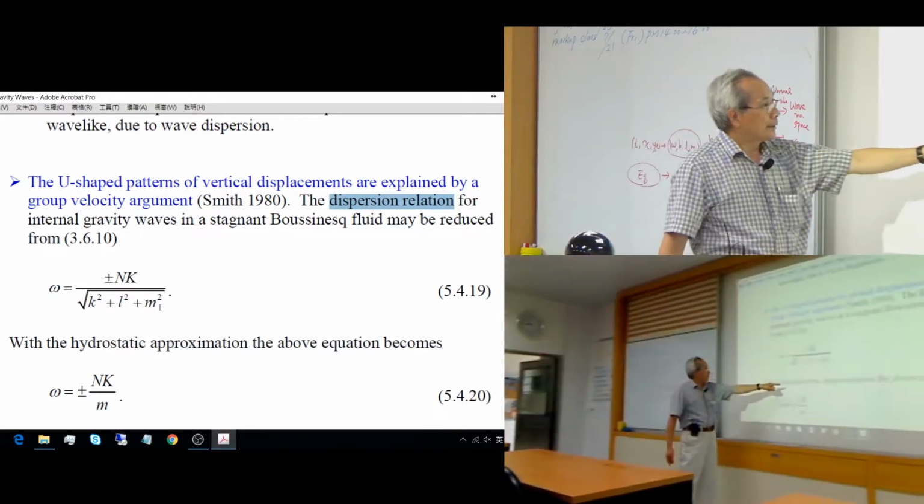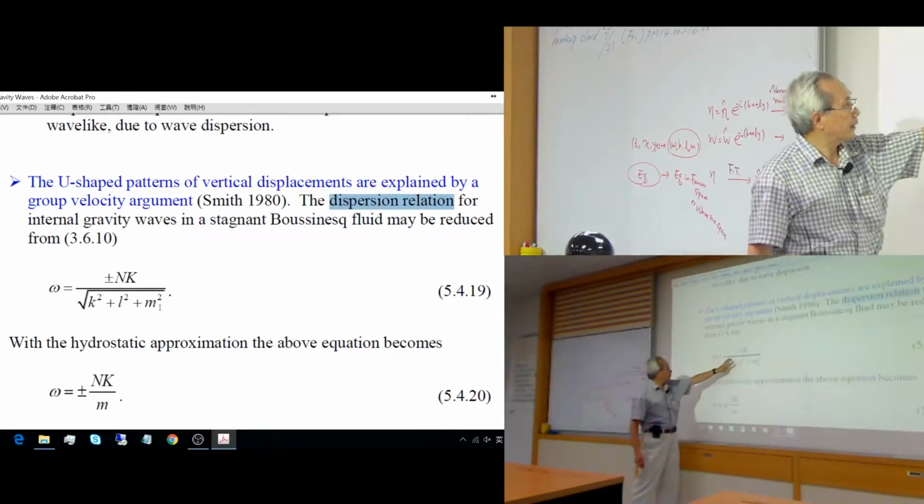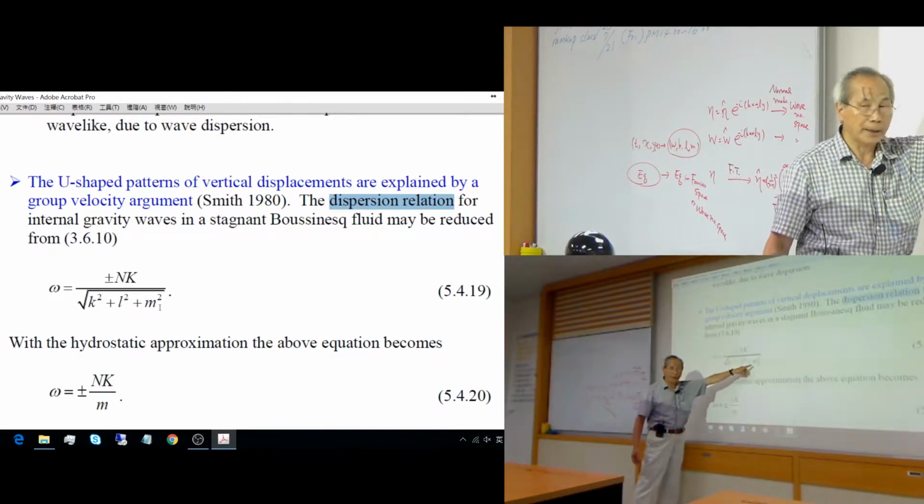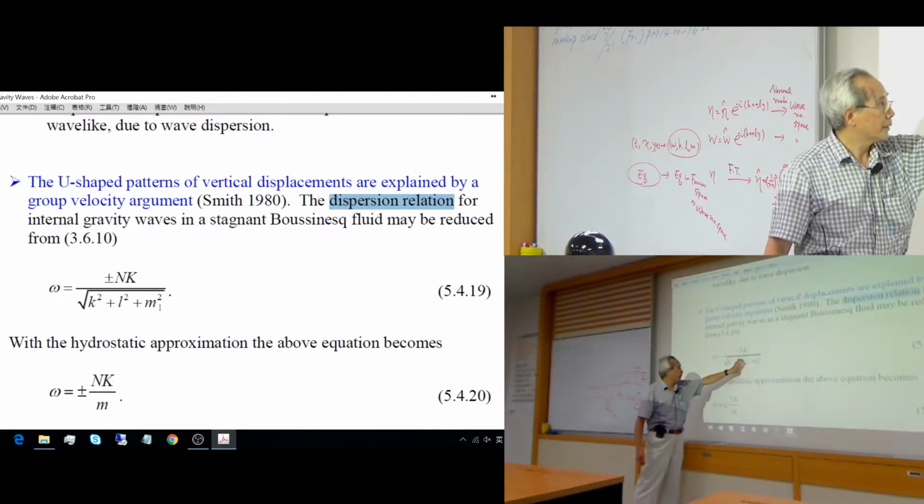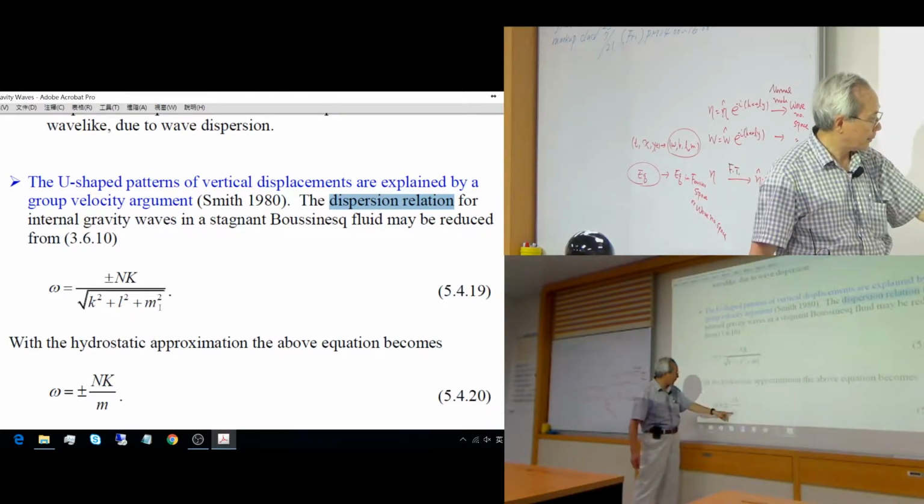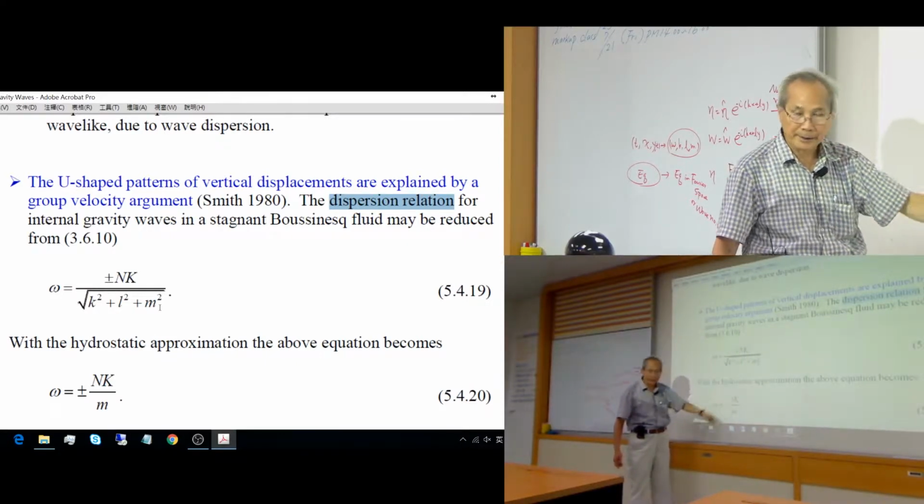And for the hydrostatic approximation, what happens is these two horizontal wave numbers are much smaller than m squared. So then the denominator becomes m. So we got m here. And upstairs, we still have positive, negative N times k.